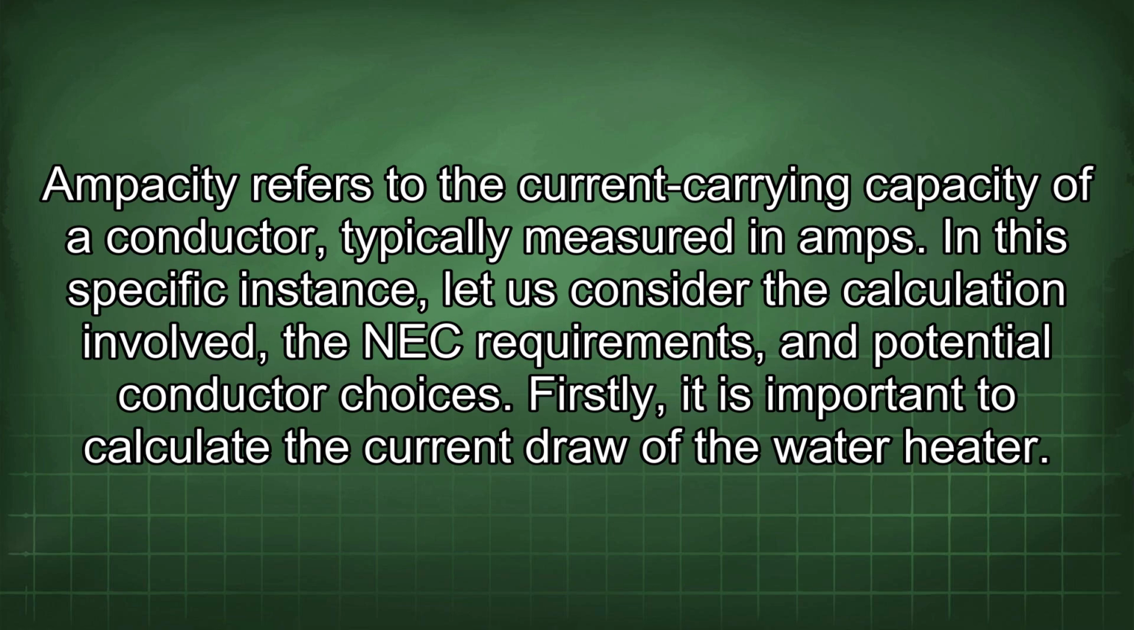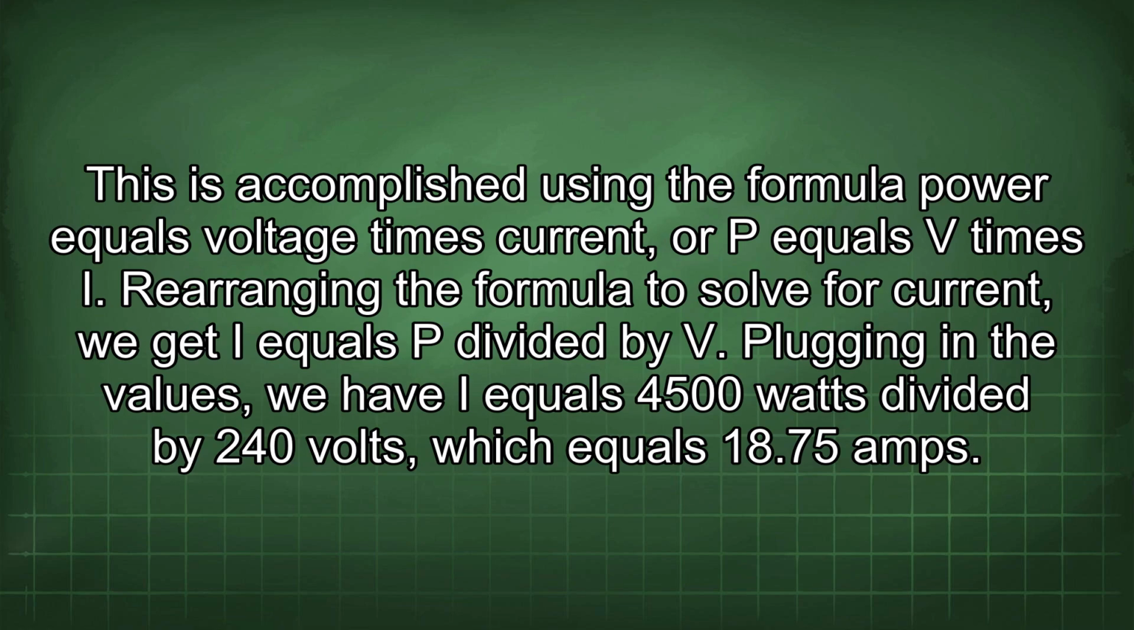In this specific instance, let us consider the calculation involved, the NEC requirements, and potential conductor choices. Firstly, it is important to calculate the current draw of the water heater. This is accomplished using the formula power equals voltage times current, or P equals V times I. Rearranging the formula to solve for current, we get I equals P divided by V. Plugging in the values, we have I equals 4,500 watts divided by 240 volts, which equals 18.75 amps.